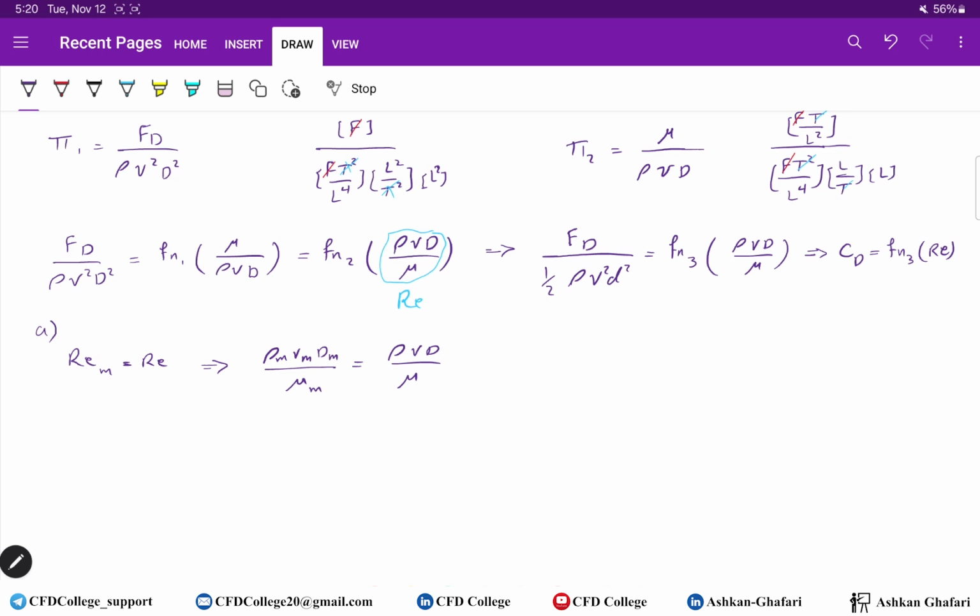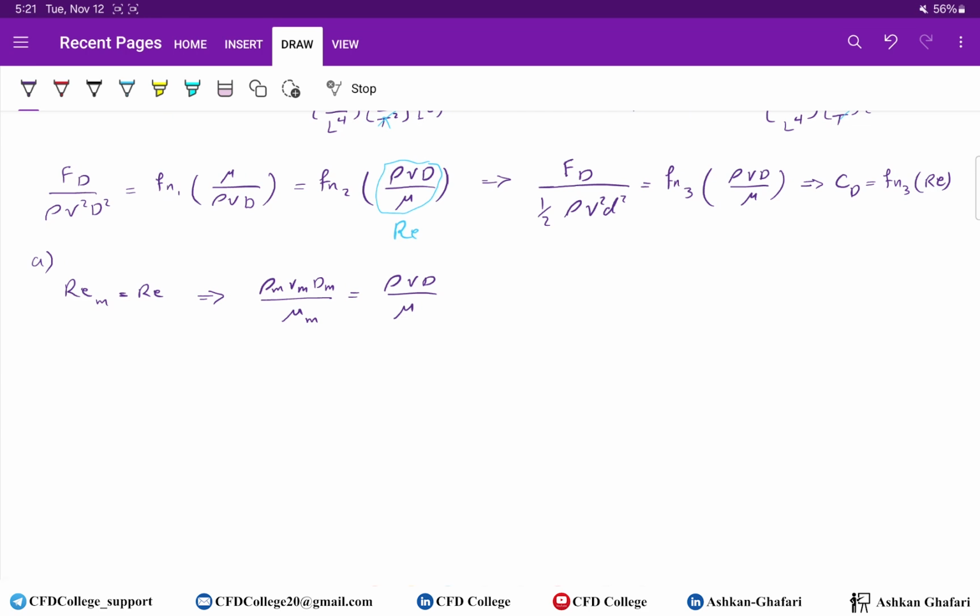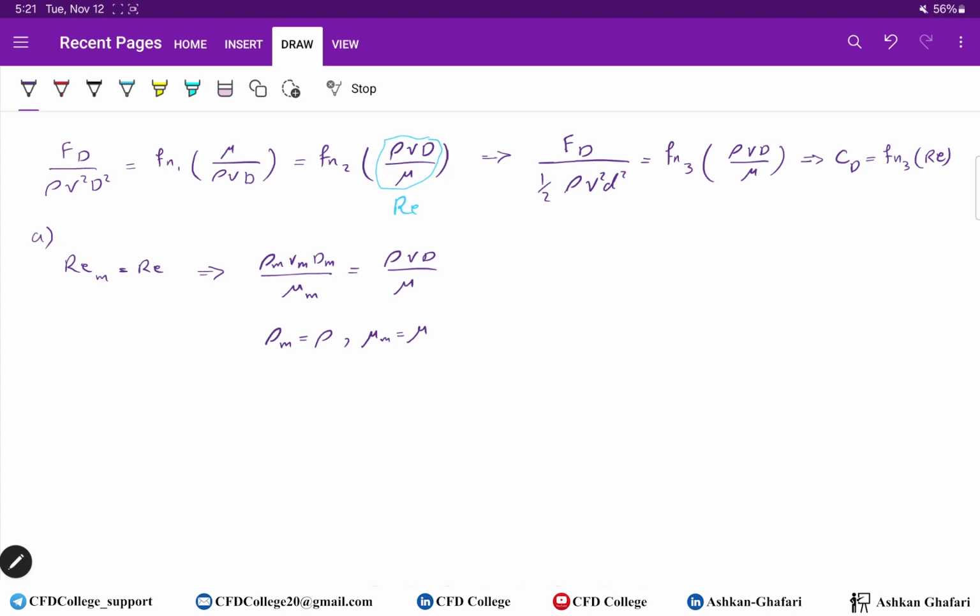Since there is no info of the water, we assume that the condition of the water, the temperature, is the same in the model and the prototype. So rho m equals rho, and mu m equals mu. And we also know that, let's move forward and then we can talk about it. So Vm dm equals V d. So Vm equals V times d over dm.